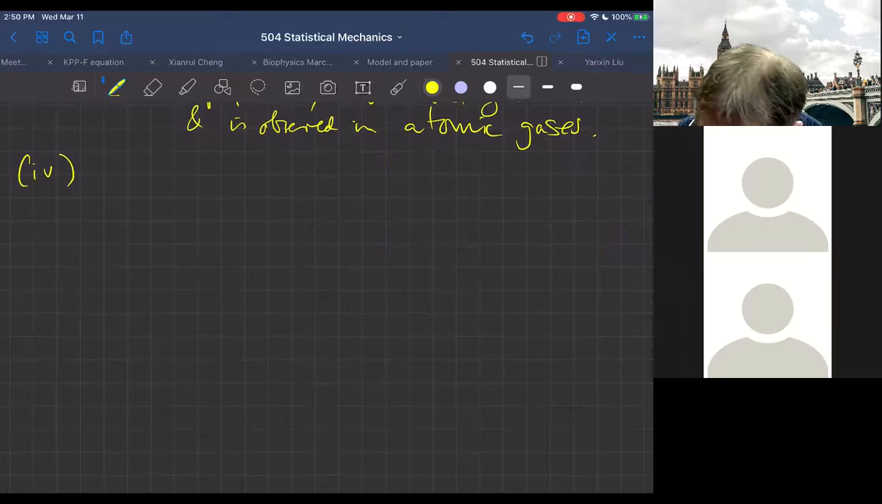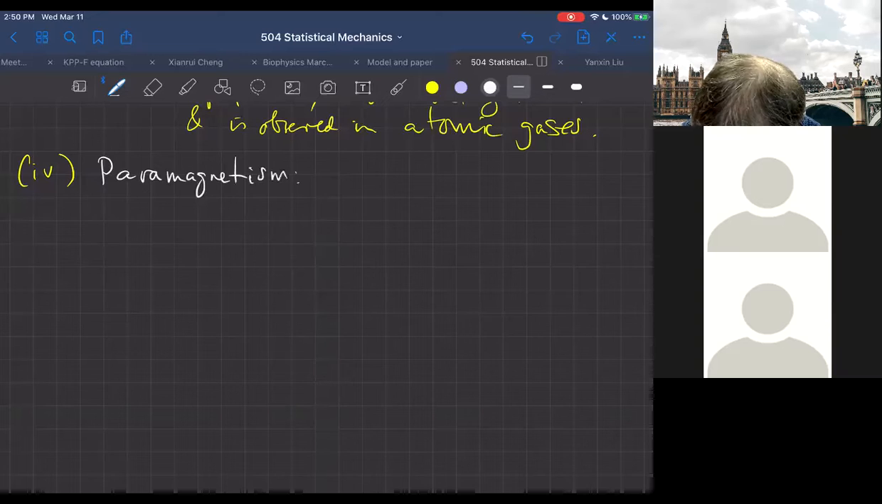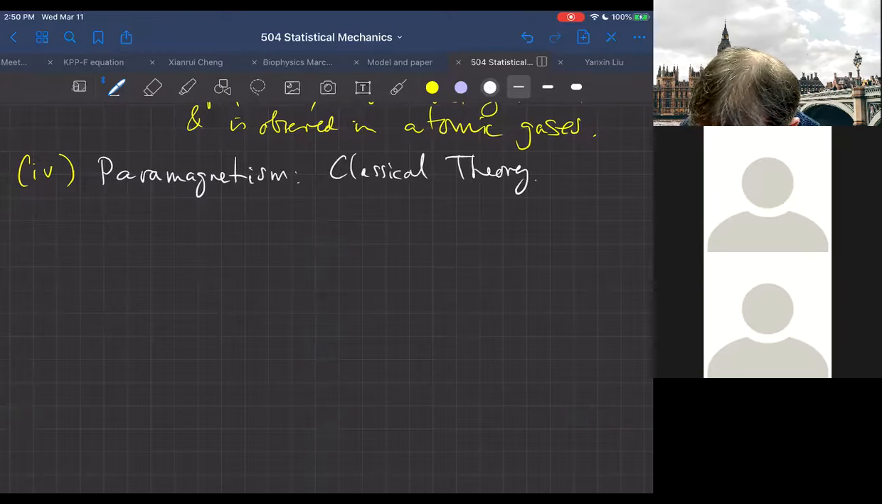So what we're looking at now is we're going through our list of systems that we can solve exactly analytically. So what we're going to do is now switch gears, and we're going to talk about paramagnetism. And what I'm going to do is first of all do it classically, and then I'm going to do it quantum mechanically.